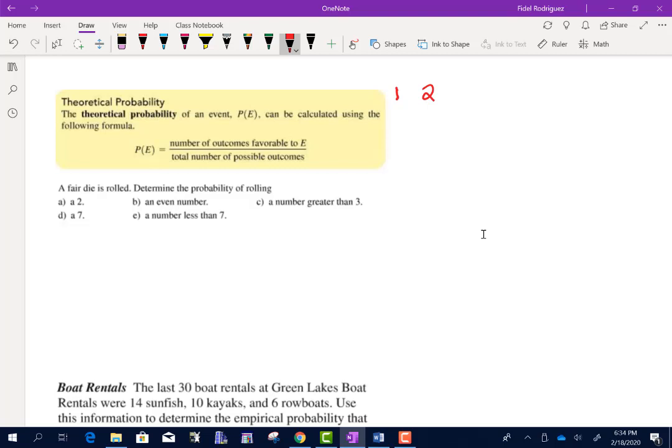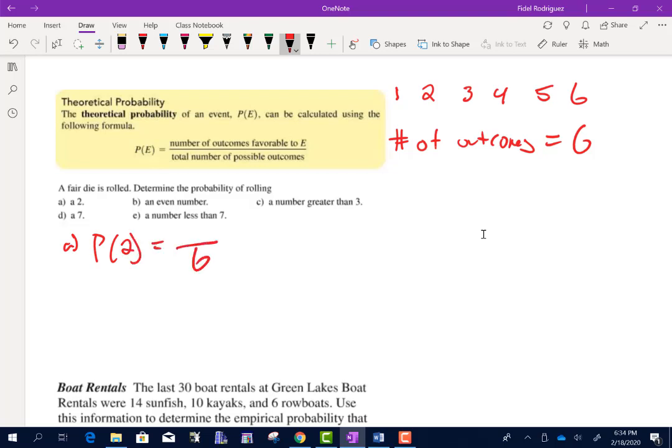Okay, so we said earlier that when we roll a die, guys, dice have 6 sides. So we can either get a 1, 2, 3, 4, 5, or 6. So the number of outcomes is going to be equal to 6. Okay. So now, part A. What's the probability that we're going to get a 2? Well, out of the 6 numbers that we have right here, how many of those numbers happen to be a 2? Just one of them. So my probability would be 1 out of 6.